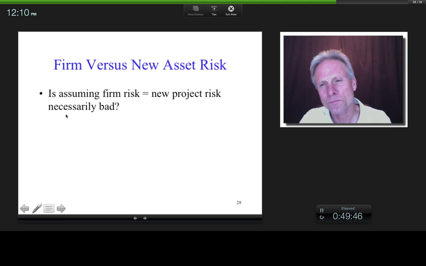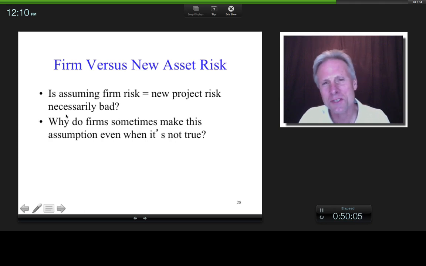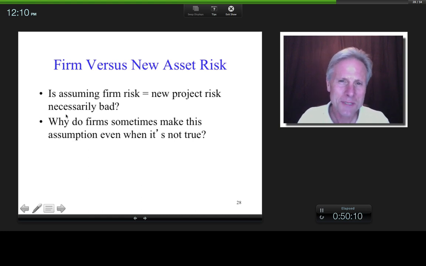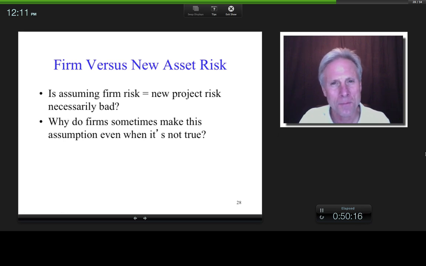By the way, is assuming firm risk as new project risk, is that necessarily bad? No, it's not. I mean, often it's true, right? Intel investing in a new microchip, it's probably a very good assumption. But you know what? Sometimes companies make this assumption even when it's not true, because sometimes it can be very, very tricky figuring out what the discount rate is for an asset investment decision.